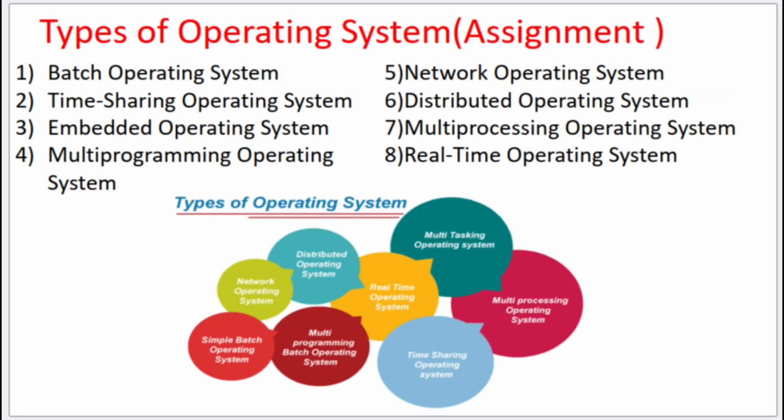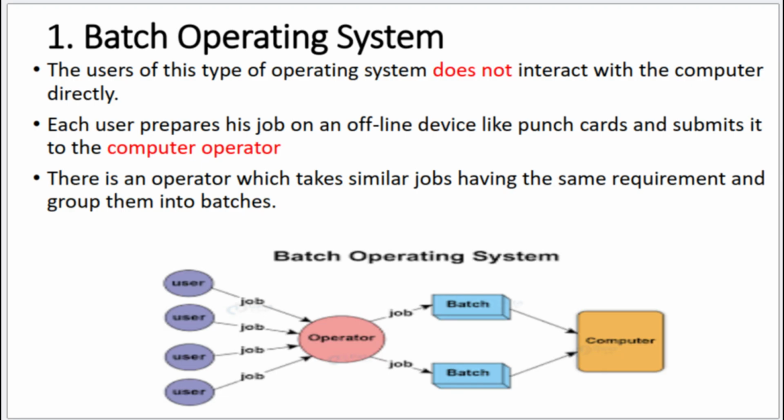Types of operating system. 1. Batch operating system. 2. Time-sharing operating system. 3. Embedded operating system. 4. Multi-programming operating system. 5. Network operating system. 6. Distributed operating system. 7. Multi-processing operating system. 8. Real-time operating system. Assignment. 1. Batch operating system.